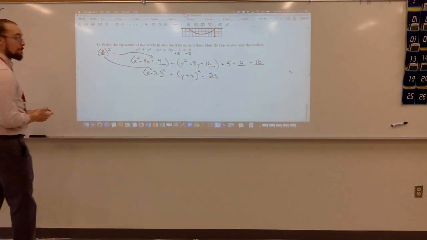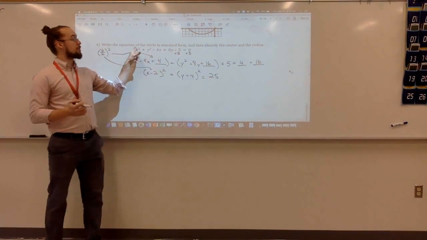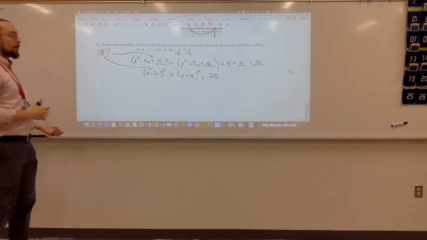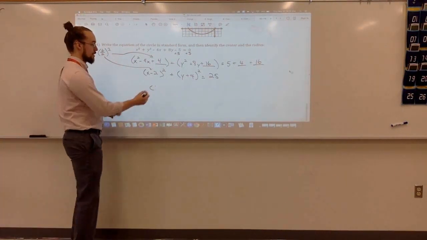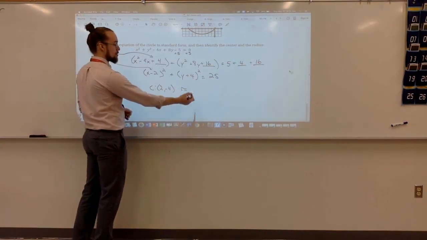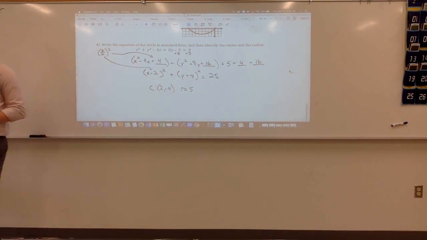So now, by completing the square twice, we have this equation in standard form. We can just look at the equation and see the center and the radius. So what's my center? 2, negative 4. And the radius? 5. Okay. Questions?